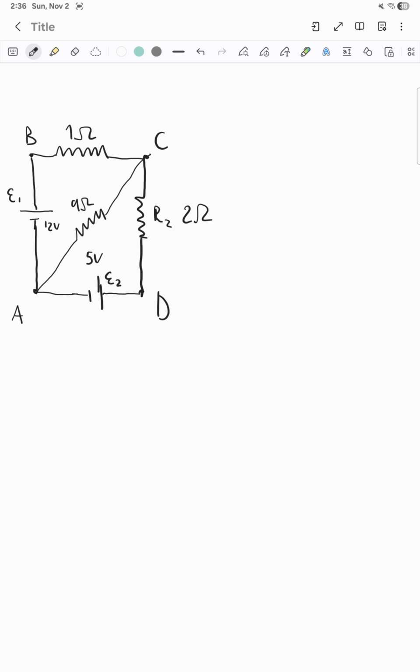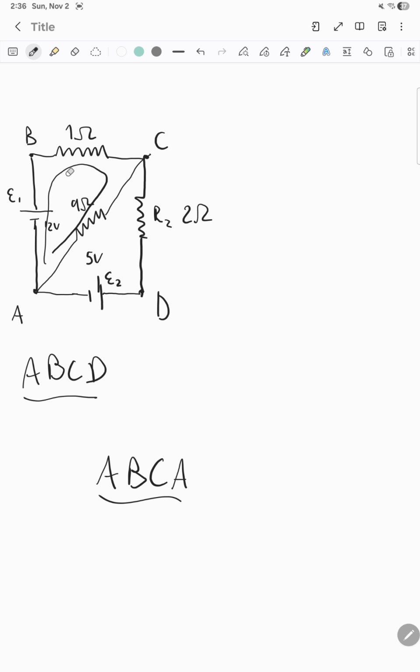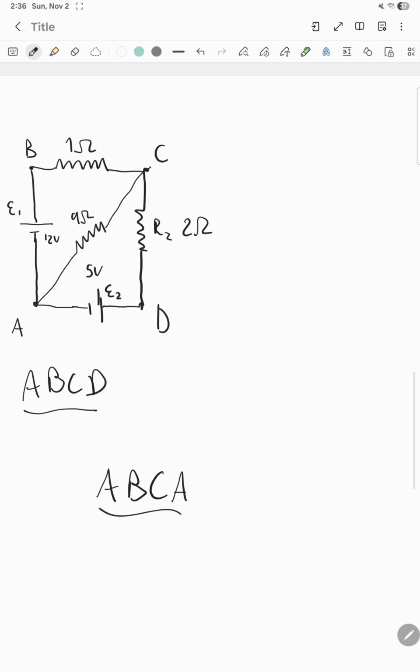Kirchhoff's voltage law says that in a loop circuit, the sum of your voltages will be 0. But here you don't have just one loop. You can consider one, which is A, B, C, D, right? But you can also see that A, B, C, A is in itself a loop. You could also consider A, C, D, A to be a loop.